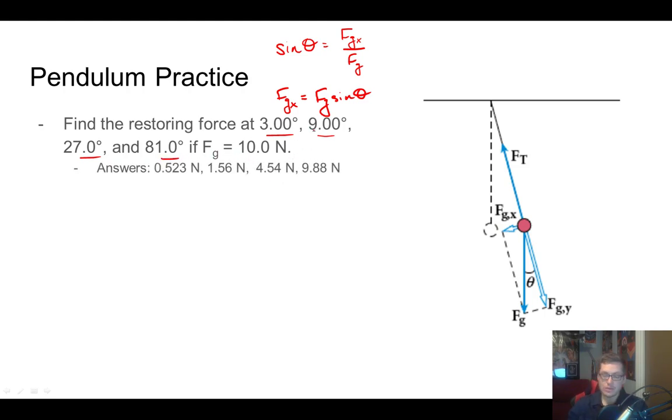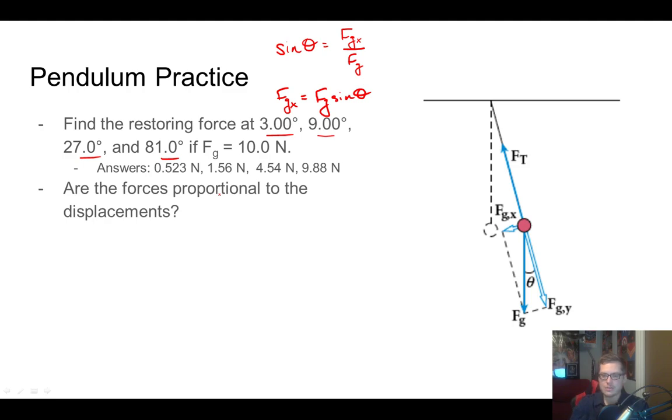Make sure your calculator's in degrees, not in radians, okay? So you plug 10 in: 10 times sine of 3, 10 times sine of 9, 10 times sine of 27, 10 times sine of 81. Plug those in and you should get these values here.